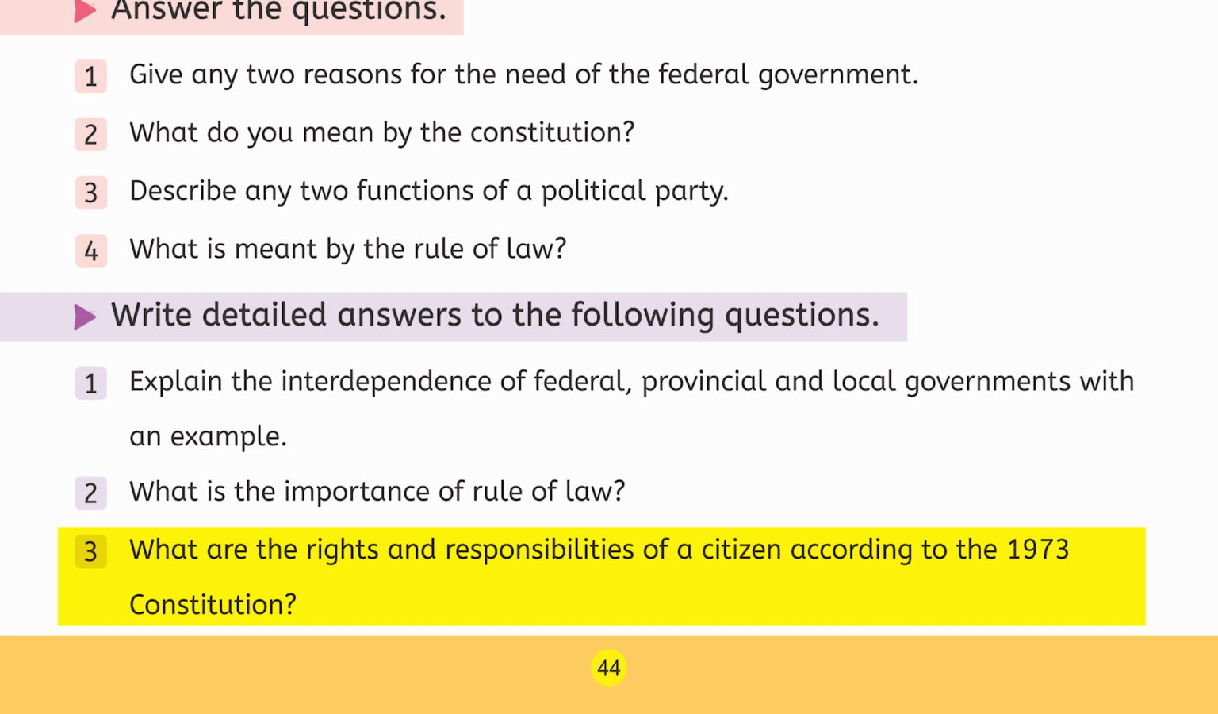Responsibilities. It is a responsibility of every citizen to obey the law of the country. It is the responsibility of every citizen to pay taxes. It is the responsibility of every citizen to protect the country's property. Every citizen has a responsibility to respect the rights of others.